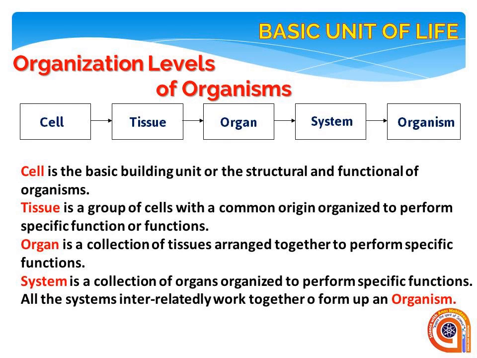Tissue is a group of cells with a common origin organized to perform specific function or functions. A number of cells together, collectively having the same point of origin, have been organized to perform specific functions. Organ is a collection of tissues arranged together to perform specific functions. All these systems are organized to perform specific functions, and all the systems work interrelatedly together to form an organism.